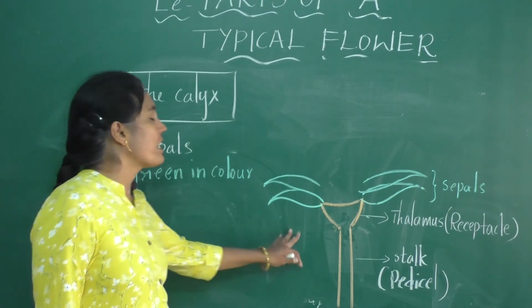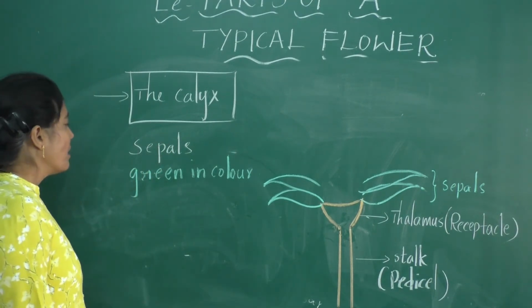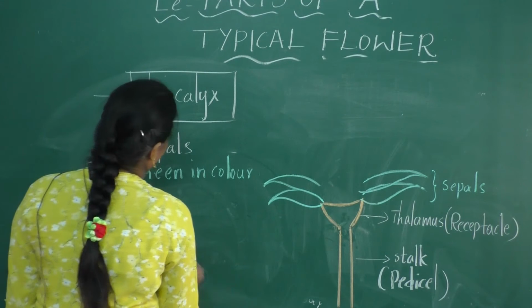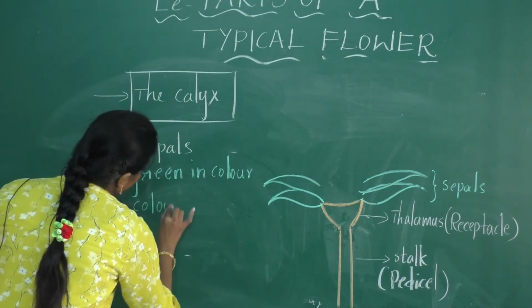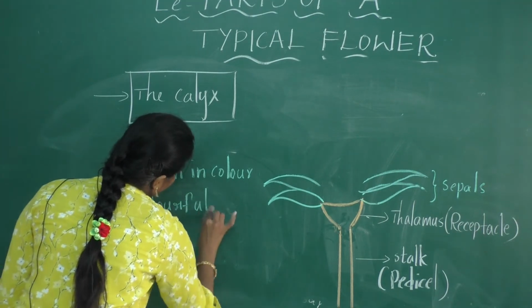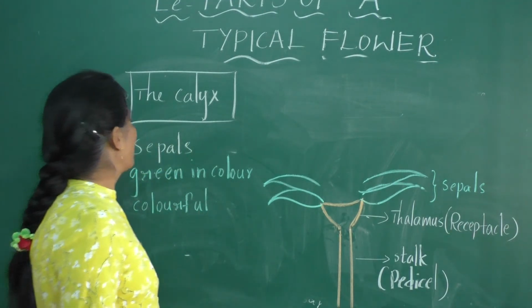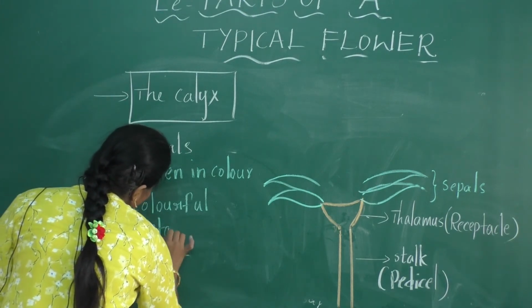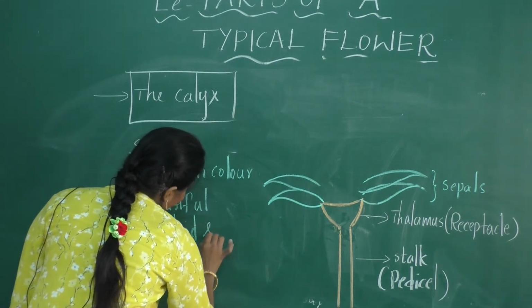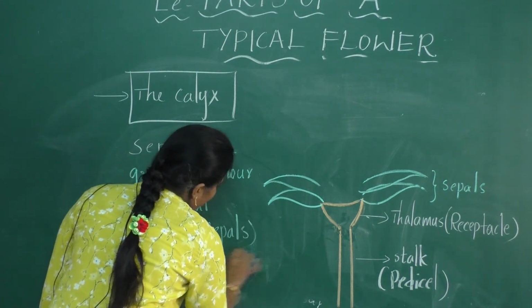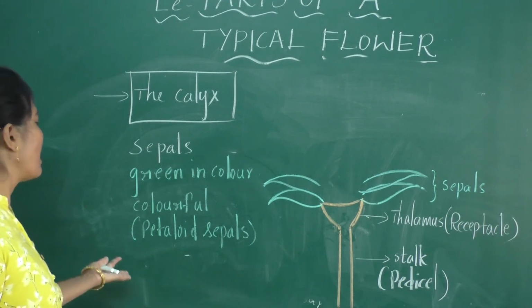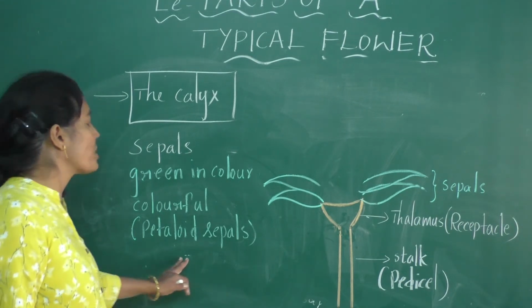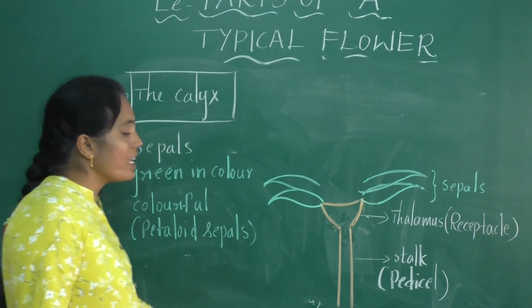Generally the sepals will be green in color in all the flowers, but in some flowers, very few flowers, the sepals may be colorful. Such kind of sepals are called petaloid sepals. Why? Because they are looking like petals, colorful. Generally the petals look colorful, but here the sepals are looking colorful. That's why such kind of sepals are called petaloid sepals.